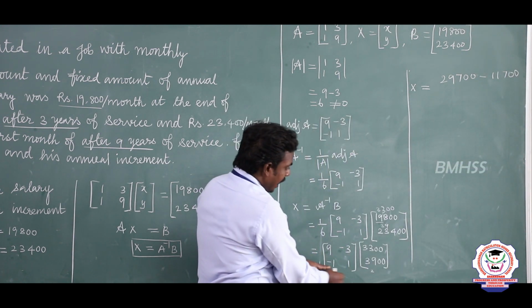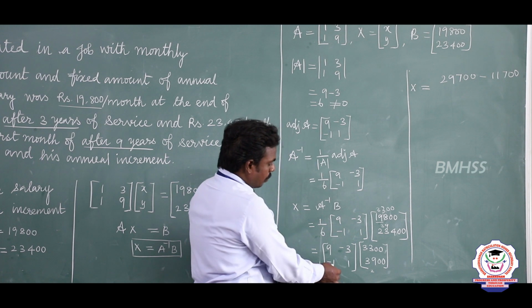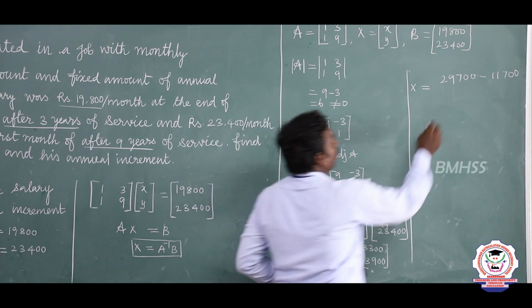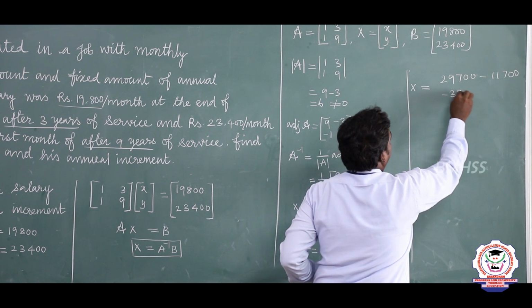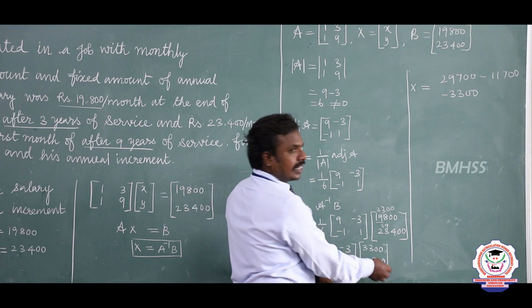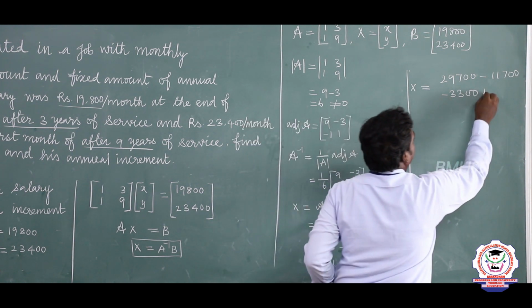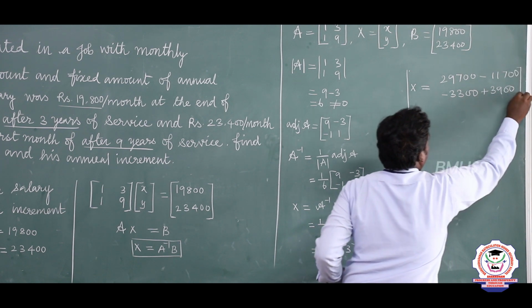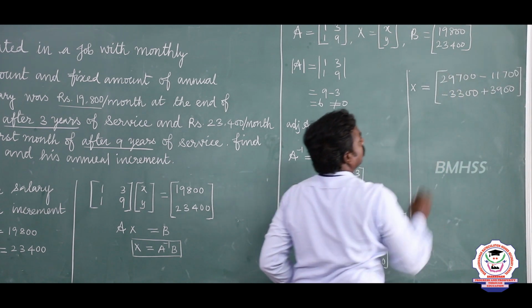Listen, so the second row operates on this column matrix: minus 1 into 3,300. So same thing, minus 3,300 will come. So again plus 1 into 3,900, plus 3,900. Now simplify these values.